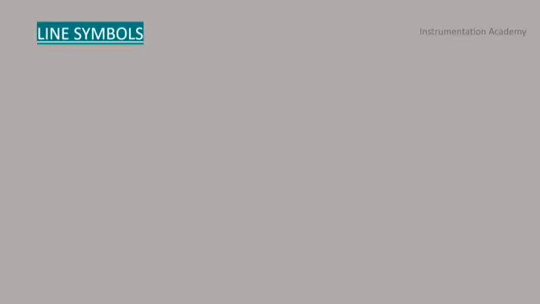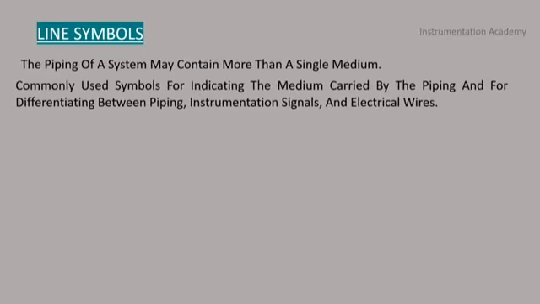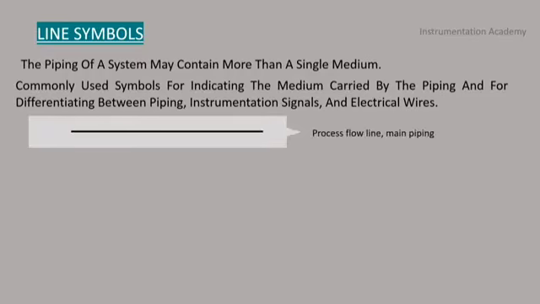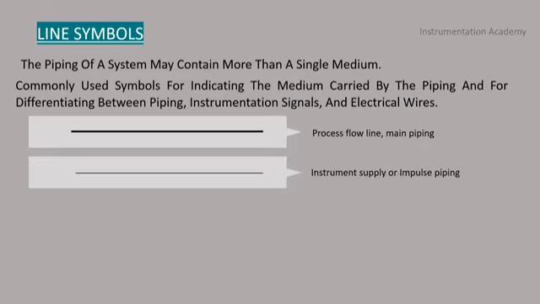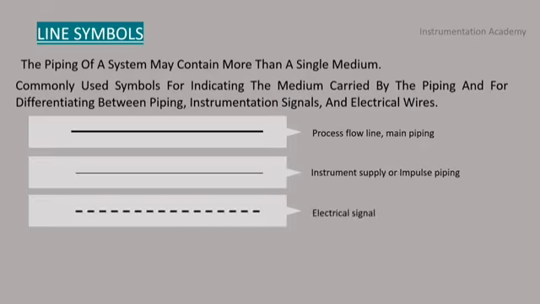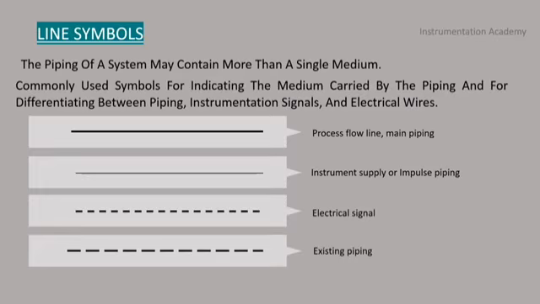Line symbols. The piping of a system may contain more than a single medium. These are the symbols used for indicating the medium carried by the piping and for differentiating between piping, instrumentation signal, and electrical wires. The most common line type is the solid line, which is used to represent main piping. Instrument line or impulse piping is shown by a thin line. A line with short dashes represents electrical signals. A line with long dashes means the pipe is existing in the plant. A line with short double slanting lines represents a pneumatic signal, which is the instrument air to control valves or devices.